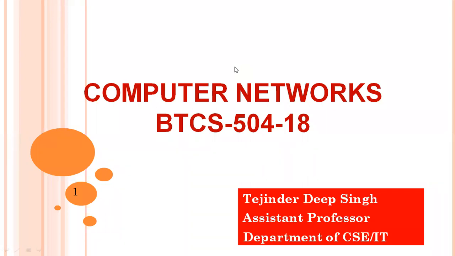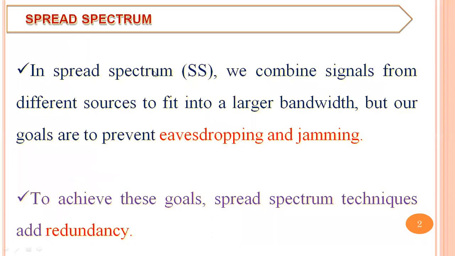spectrum that will combine the signals from different sources to fit into a larger bandwidth. And similarly, when our goals are different and we need to differentiate the signals over a single link, that is called spread spectrum. So in spread spectrum, we combine signals from different sources to put into a larger bandwidth, but our goals are to prevent eavesdropping and jamming.